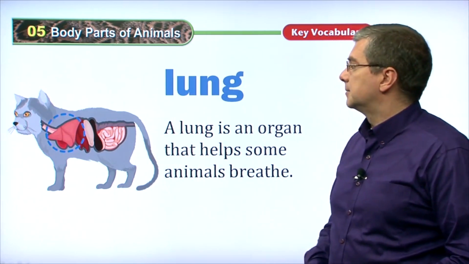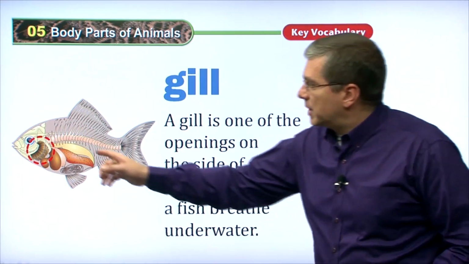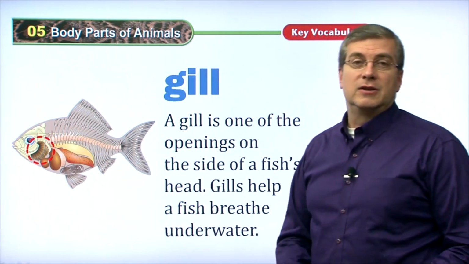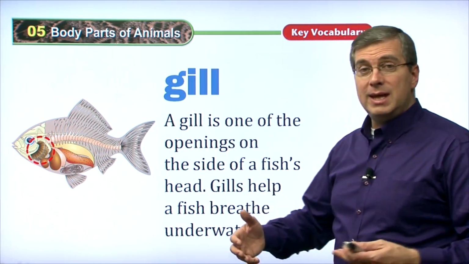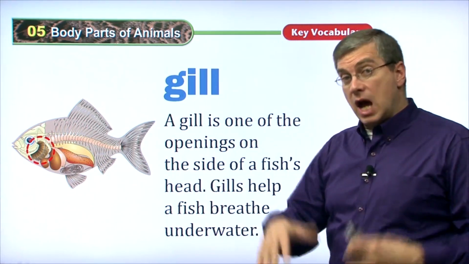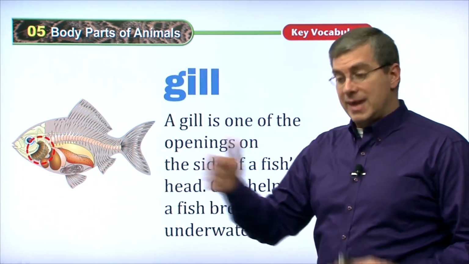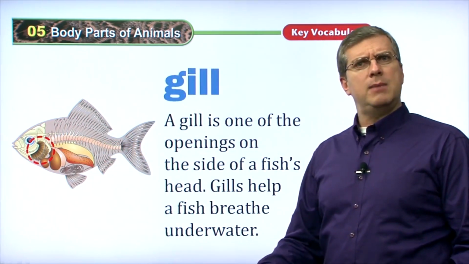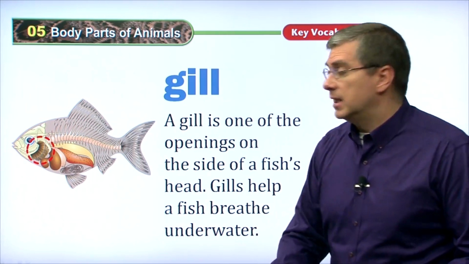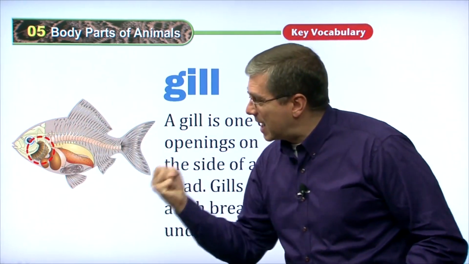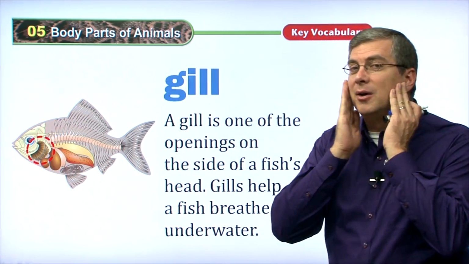So let's take a look at the next one, gill. Now, a gill is something that a fish will use to breathe underwater, right? We have lungs, right? We can breathe the air because we're not in water. But fish do not live outside of water. They live in water. How can they breathe in the water? Well, of course, the water has oxygen in it. So fish will be able to get that oxygen using their gills on the side of their heads.